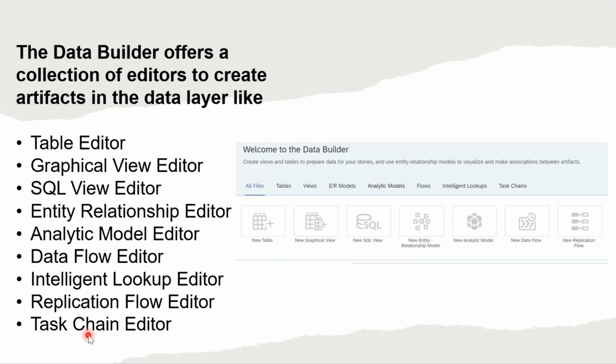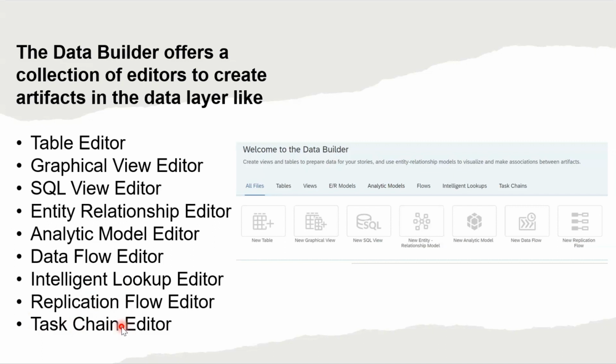Task chain is needed to have this list of artifacts as a chain, and you can schedule these activities based on your business needs. So for example, if you have a list of artifacts which needs a list of activities to be performed while the end-to-end data flow, so that you can use as a task chain editor. Okay, so this is similar to process chain in SAP BW.